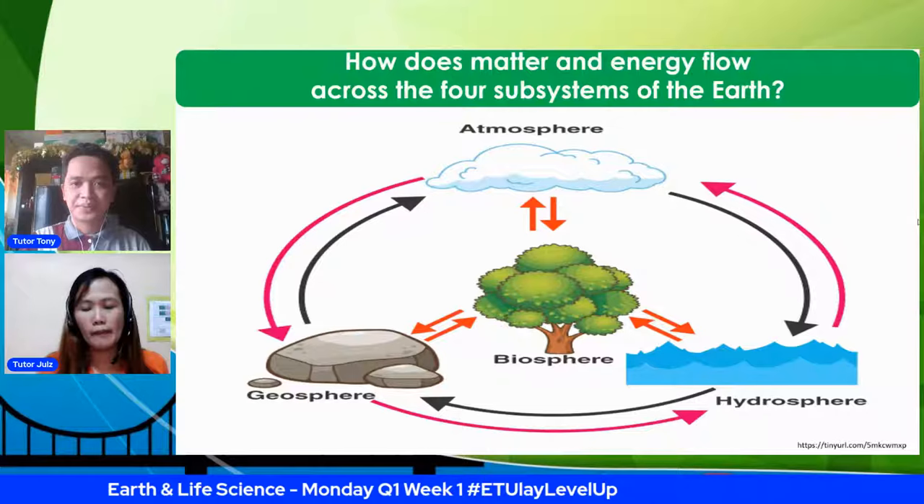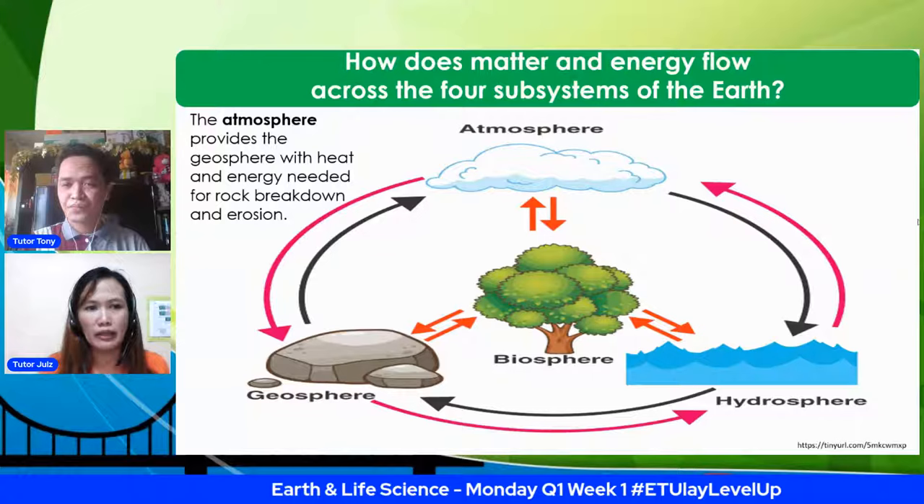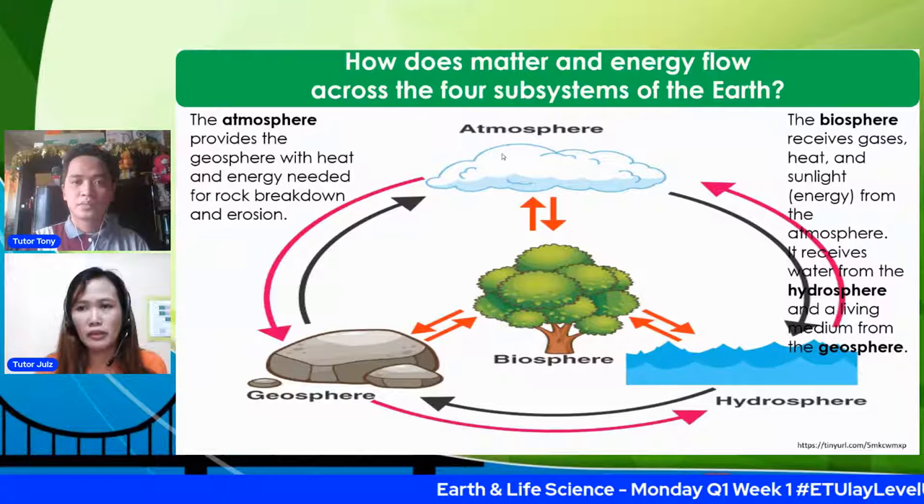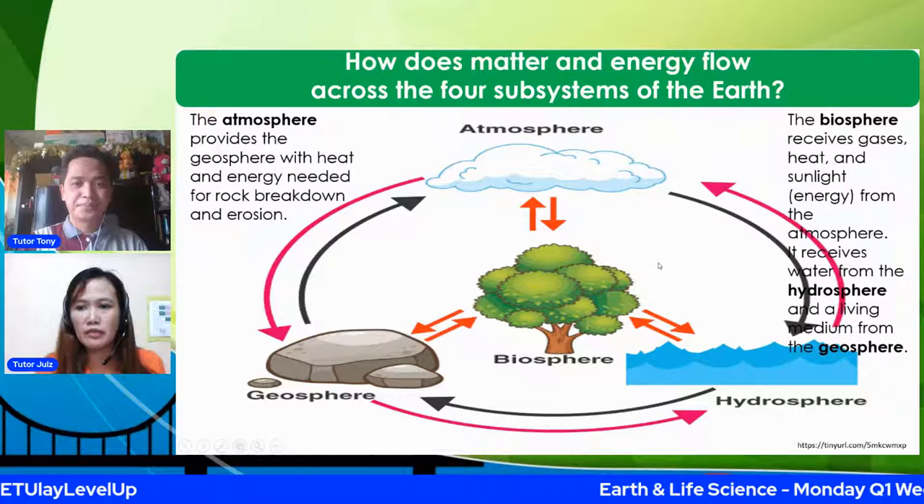Okay po. So how does matter and energy flow across the four subsystems of the Earth? So look at the interaction. What is the flow of the energy? The atmosphere provides the geosphere with heat and energy needed for rock breakdown and erosion. And the biosphere receives gases, heat, and sunlight energy from the atmosphere. It receives water from the hydrosphere, and a living medium from the geosphere. Okay. All right.